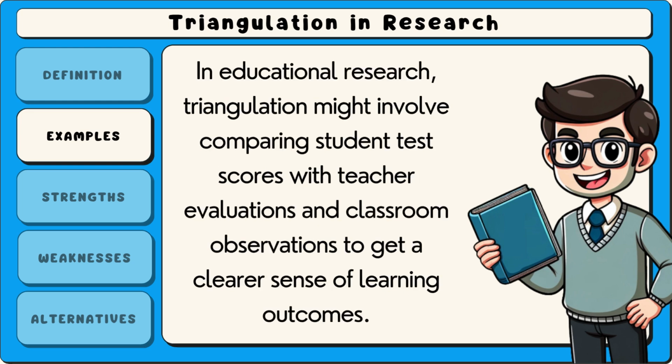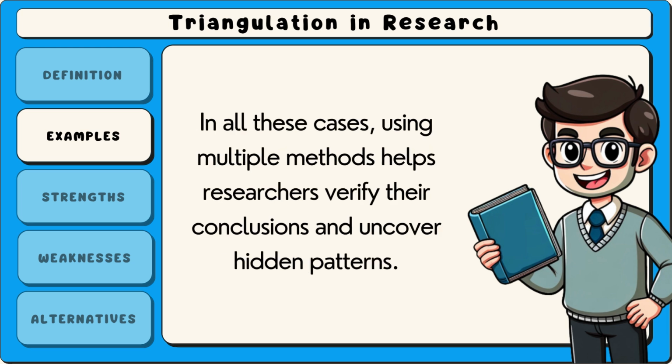In educational research, triangulation might involve comparing student test scores with teacher evaluations and classroom observations to get a clearer sense of learning outcomes. In all these cases, using multiple methods helps researchers verify their conclusions and uncover hidden patterns.